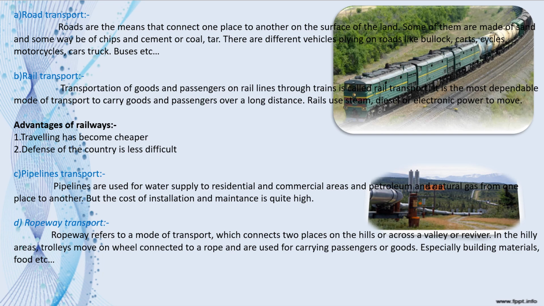Third type of land transportation is pipeline transport. Pipelines are used for water supply to residential and commercial areas and for petroleum and natural gas from one place to another. But the cost of installation and maintenance is quite high. Fourth type of land transportation is ropeway transport. Ropeway refers to the mode of transport which connects two places on the hills or across a valley or river. In the hilly areas, trolleys move on wheels connected to a rope and are used for carrying passengers or goods, especially building materials, food, etc.